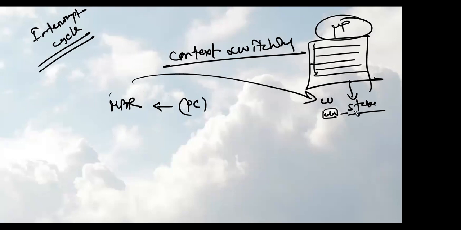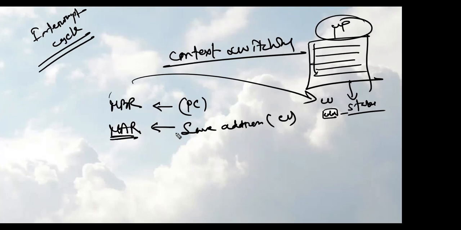Now, where should I store? I need an address. So that address will be known by MAR. But who will update this MAR? Control unit. So control unit will send a save address, and that will be updated inside the MAR. Then memory will be updated from MBR.